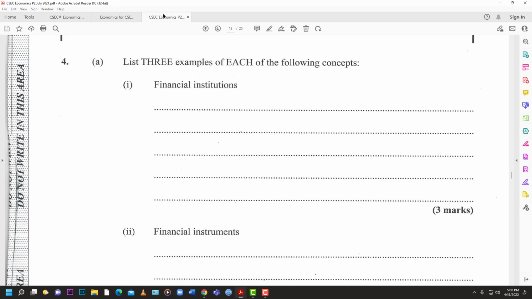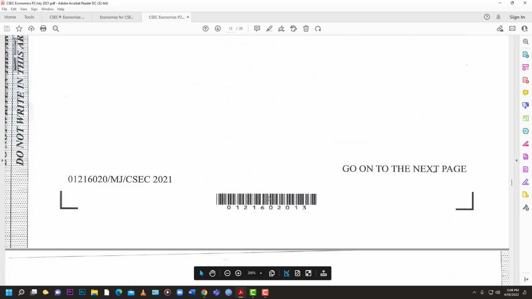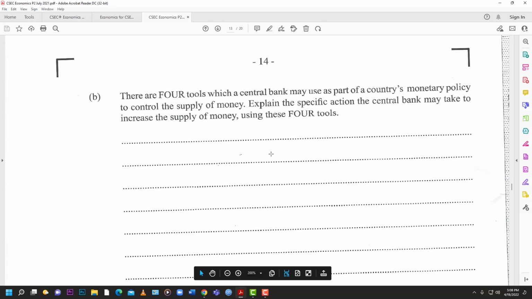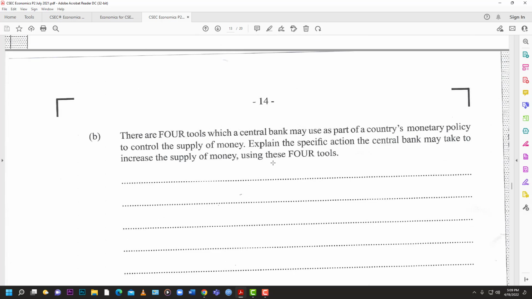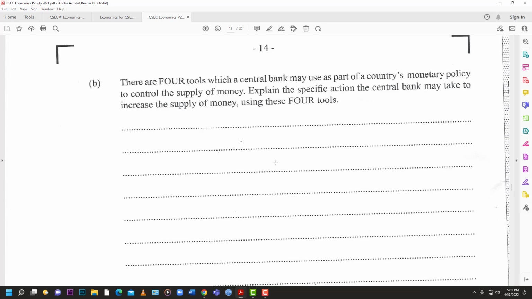Okay, what is the next question asking us now? There are 4 tools which a central bank may use as part of a country's monetary policy to control the supply of money. Explain the specific action the central bank may take to increase the supply of money using these 4 tools. Now they are telling us what they want out of these tools: they want us to increase the money supply. I am afraid this one is going to be a big answer. 8 marks, of course, as expected, because this question is kind of involved.